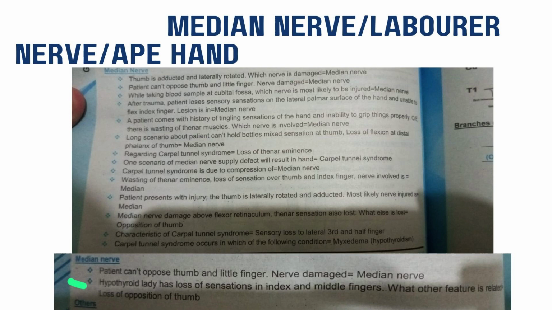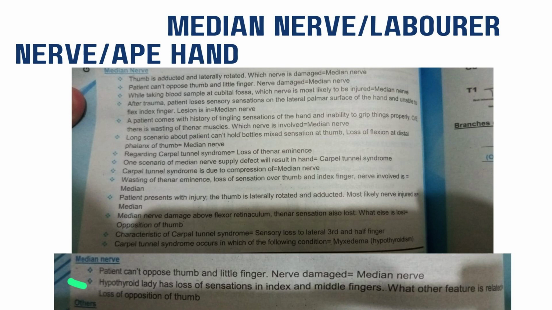So now just quickly read out the MCQs that can be asked related to the median nerve. Thumb is adducted and laterally rotated. So which nerve is damaged? As we have already talked about, the median nerve supplies the abductor. So the muscle is going to result in adduction if there is damage to the median nerve. Patient can't oppose his thumb and little finger. The nerve damaged is the median nerve. Patient can't oppose the thumb.